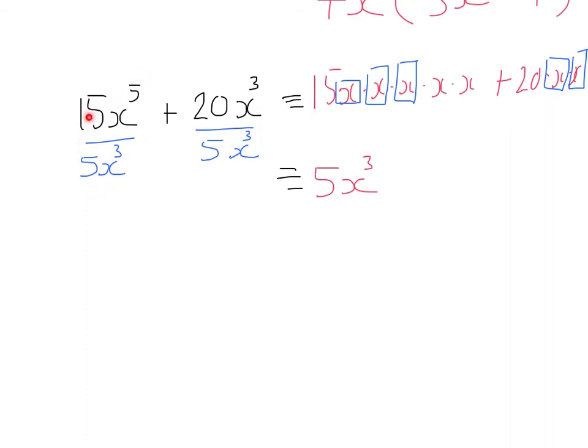15 divided by 5, first of all, is 3. And then x to the power of 5 divided by x cubed, well, we subtract the indices, so it's going to be 5 subtract 3. So that's going to be 3x squared. 20 divided by 5 is 4, so that's positive 4. X cubed divided by x cubed is just going to be 1, so we don't need to bother writing that down. And there we go. That expression has now been factorized to become this expression.